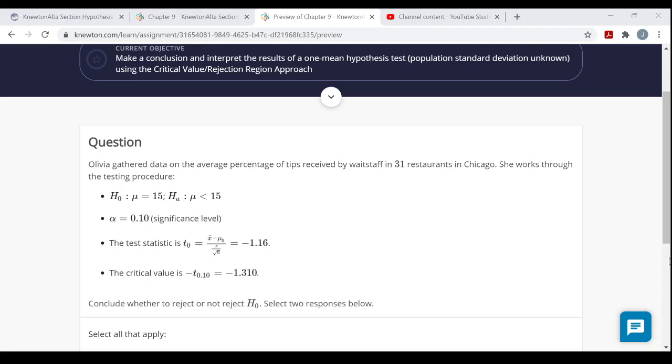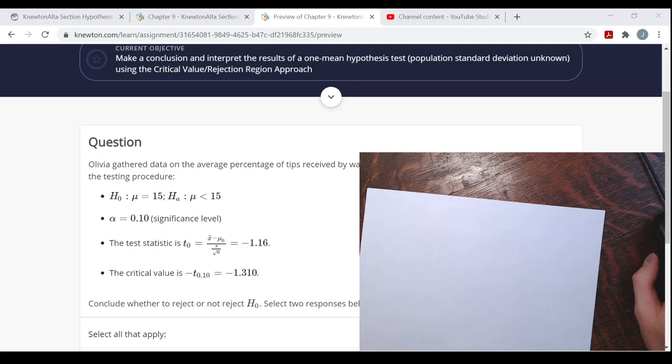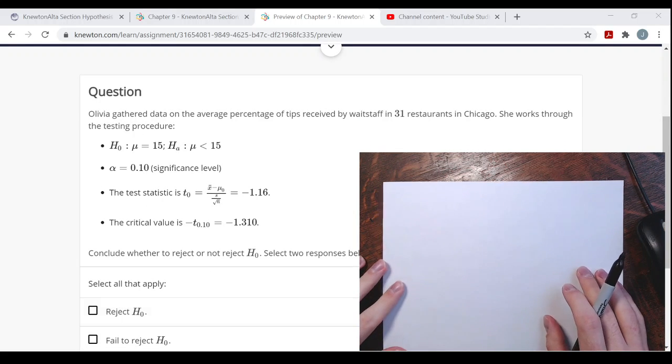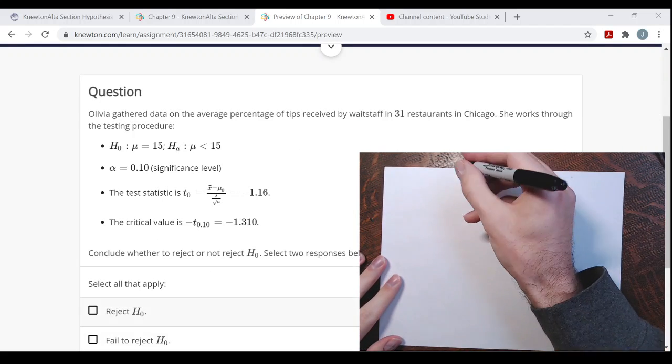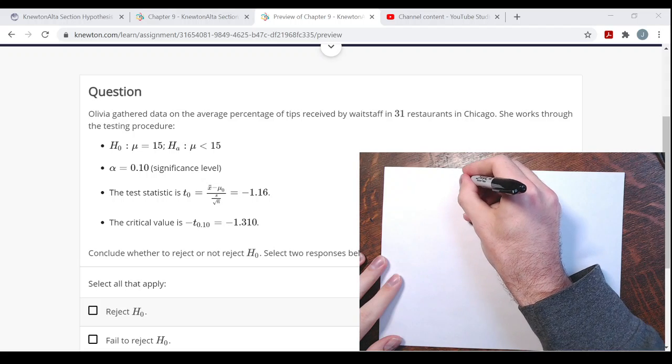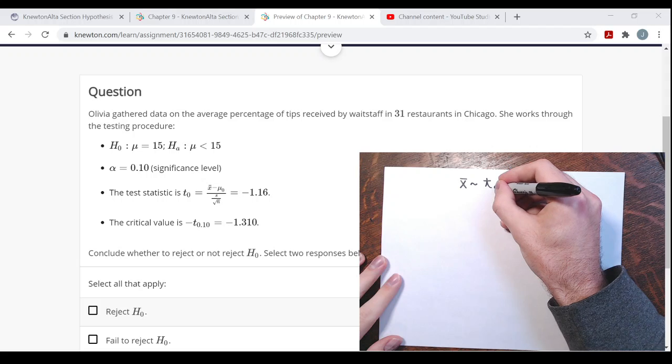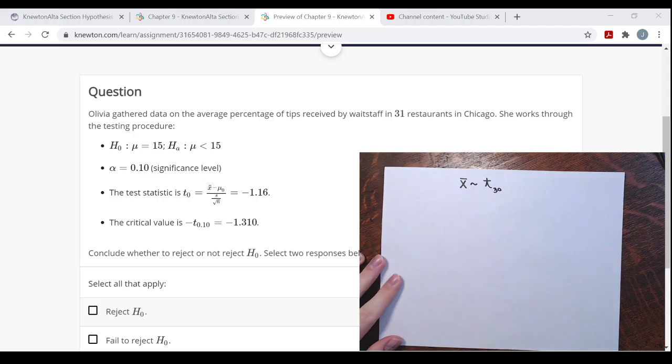And I'll draw a picture of all this. I'll just pull up a piece of paper here right on the screen. Hopefully that's big enough for you. Pull that up. Alright, so we're looking at, again, student's t, right? Our sample means for samples of size 31 would be a student's t distribution with 30 degrees of freedom.